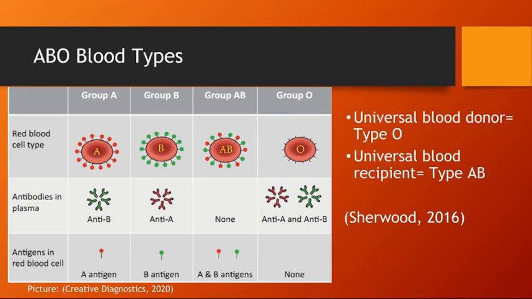Type O is the universal blood donor because O blood does not have A or B antigens, so no other blood type will attack this blood. Type AB is a universal recipient because type AB blood does not have anti-A or anti-B antibodies, so no other blood type will attack.